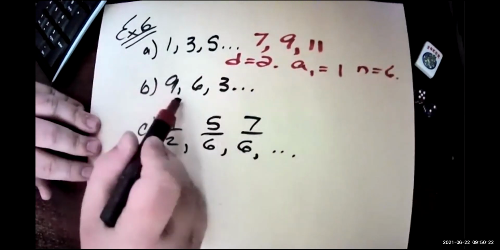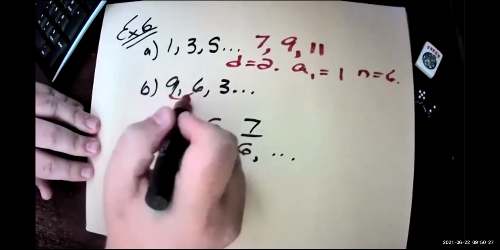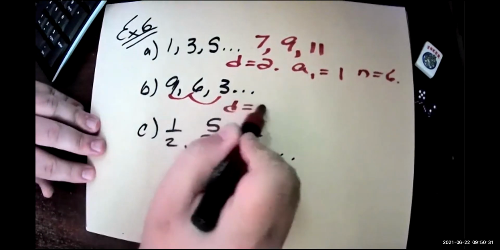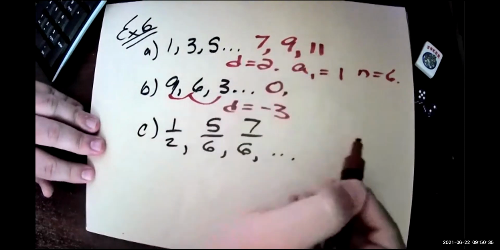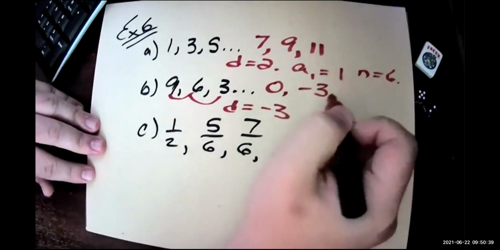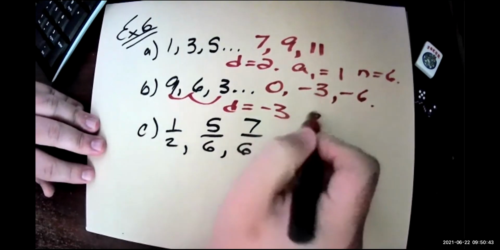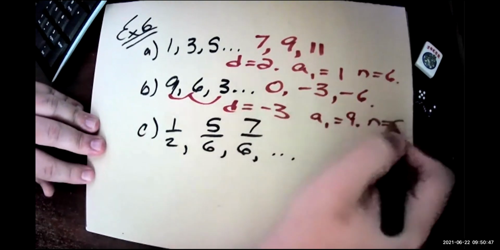Look at part B. What is the pattern? 9, 6, 3. What's happening each time? I'm subtracting 3 each time, right? So I'll say the difference is minus 3. So I'll do that again. Now, what is 3 minus 3? 0. What is 0 minus 3? Minus 3. What is minus 3 minus 3? Minus 6. In this case, a sub 1 is 9. And there are, again, 6 terms total now.